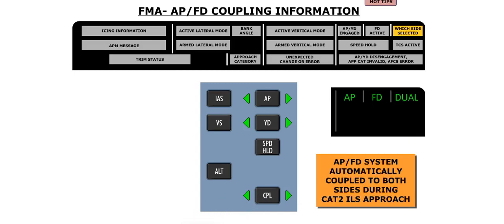A dual coupling mode occurs automatically during a Category 2 ILS approach. This dual coupling will be indicated by the illumination of both arrows on either side of the CPL push button on the FGCP, and the dual message on the FMA.